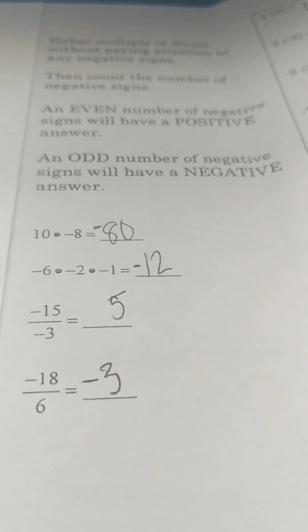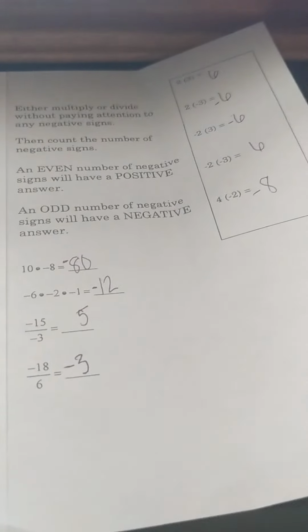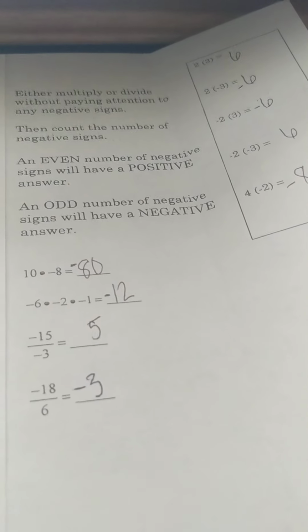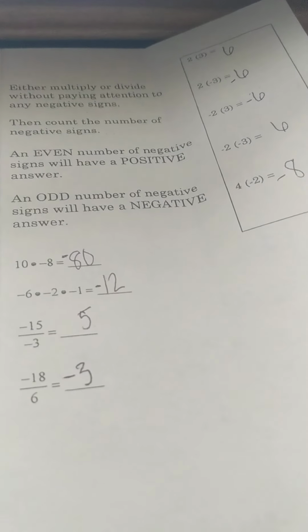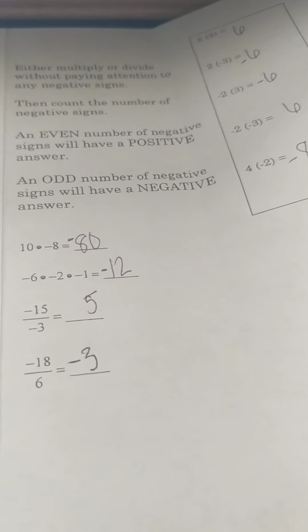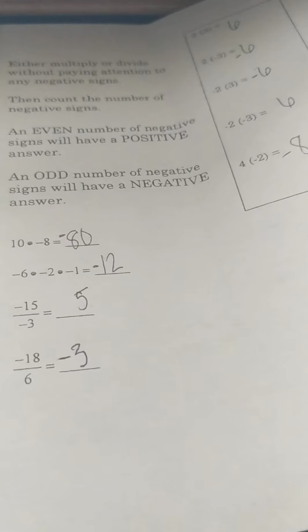Okay, so this is going to be your homework assignment today: multiplying and dividing integers, and then you're going to have a review of what we did yesterday, which was fractions, decimals, and percents, and that is going to be it for your homework assignment.